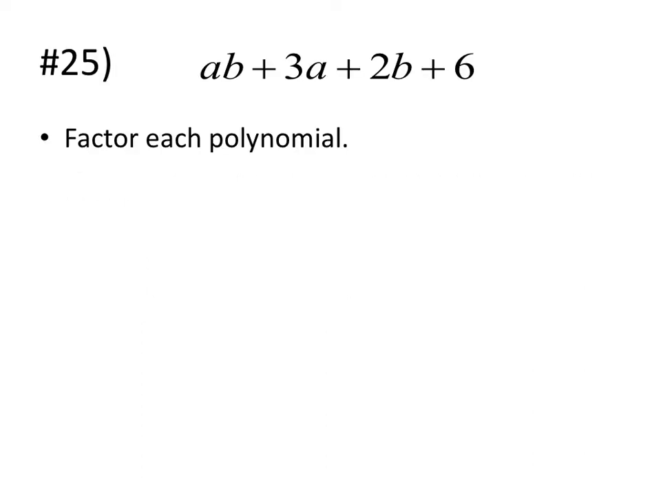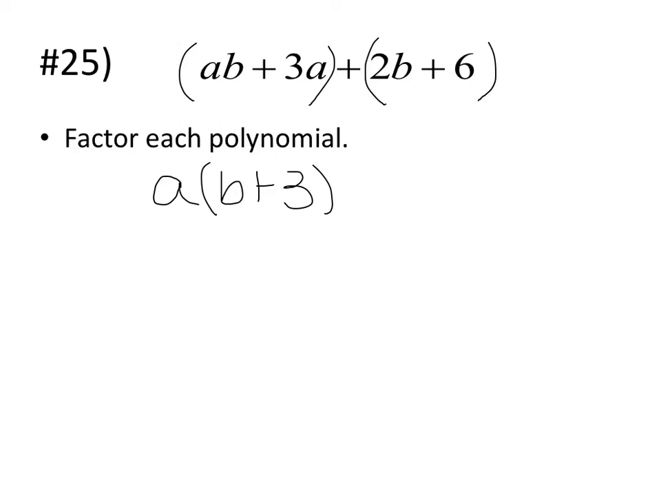All right, factor each polynomial. So we're factoring by grouping. Remember, you're going to group what has in common. So you're going to group these two and then these two. The first two have an a in common, so you factor out an a, and what's left behind is b plus 3. And then the second group has a 2 in common, so it's a positive 2, and then what's left is b plus 3.